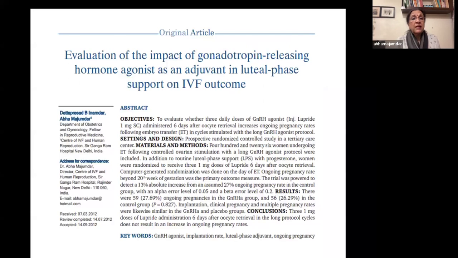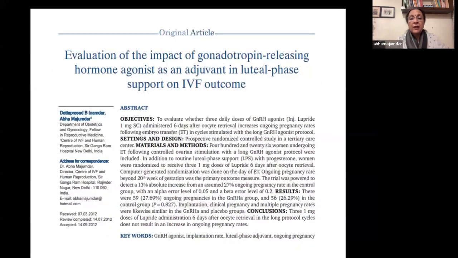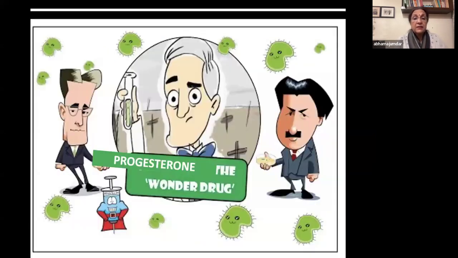But then we did our own study. This is my study with Datta Prasad Imamdar, which said that three 1 milligram doses of Lupride administration 6 days after oocyte retrieval in the long protocol cycles did not result in an increase in ongoing pregnancy rates. Well, I found it did not increase. But then on the other hand, I love to use it in my IUI cycles where I've not suppressed the LH of the pituitary like in a long agonist. And I do find the results much better.